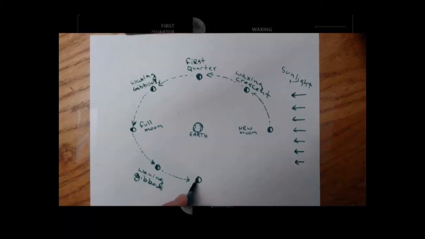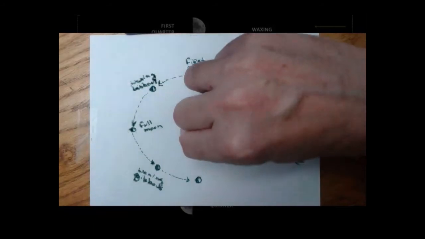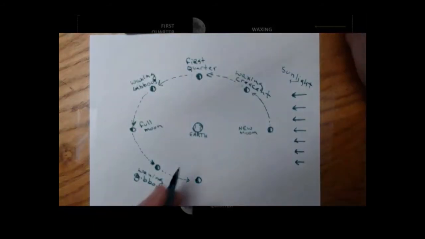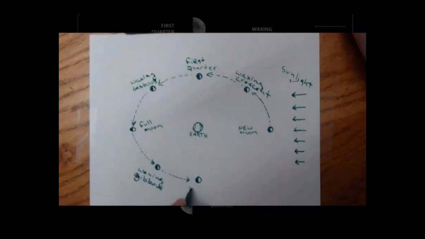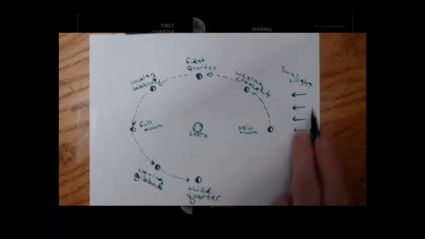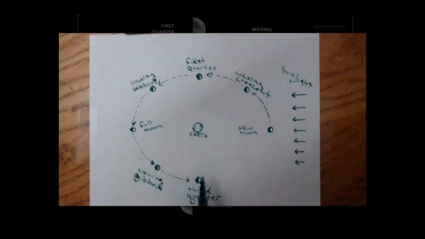And now what we would see from our perspective turned around, we'd see it lit from the left, but it's three-quarters of the way around the cycle, so it's called the third quarter. Third quarter. Okay, again, it all has to do with the angle of the Earth to the moon and the sun.